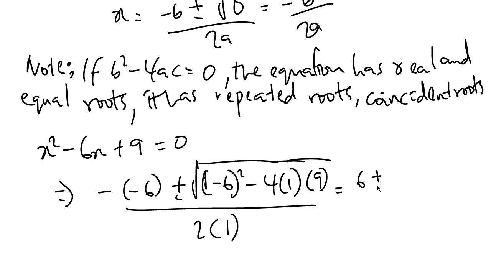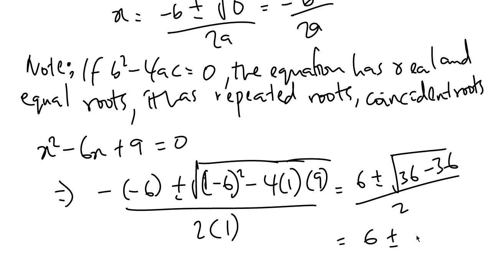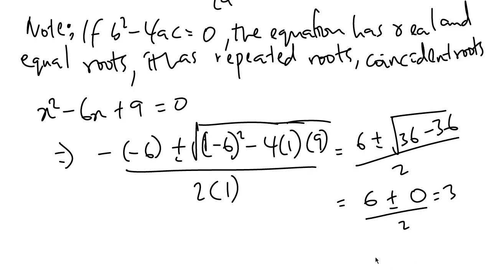Negative negative 6 is plus 6, plus or minus square root of negative 6 all squared is 36, minus 4 times 9 is 36, over 2. So that will be 6 plus or minus 0, because 36 minus 36 is 0, and then over 2, and then you have 3. That's why at the end of the day, you have 3 twice as the solution. That means it has repeated roots, or equal roots, or coincident roots.